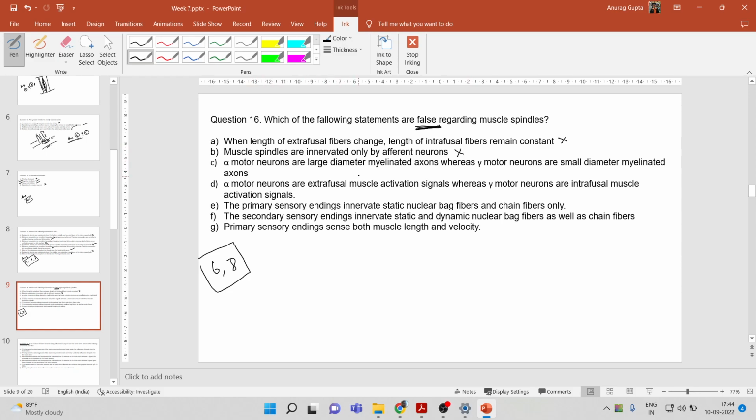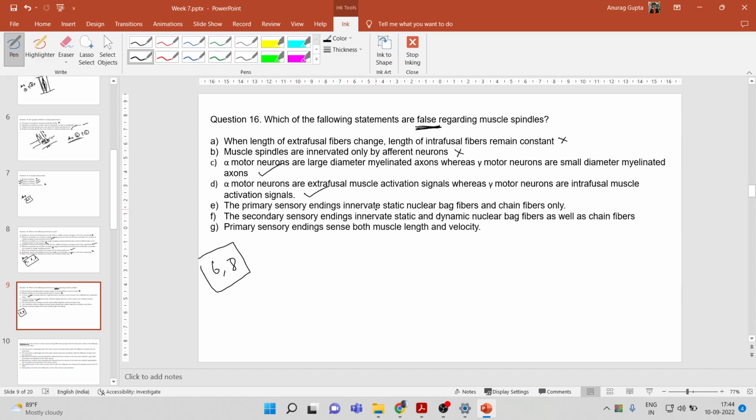Alpha motor neurons are large diameter myelinated axons, whereas gamma motor neurons are small diameter myelinated axons. This is a correct statement. D: Alpha motor neurons are extrafusal muscle activation signals, whereas gamma motor neurons are intrafusal muscle activation signals. This is correct. This is what we saw, what I just described for this option.